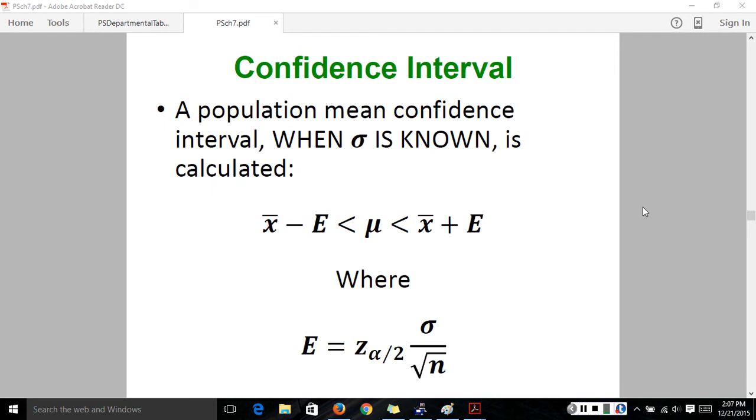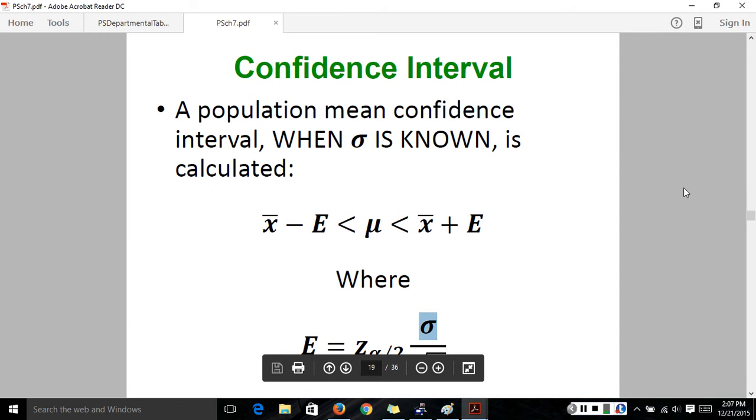The formula for margin of error, capital E, is Z sub alpha over 2, that's the critical value for the confidence level, times sigma, that's the population standard deviation, divided by the square root of n, which is the sample size. So we are strictly talking about scenarios in which we know the population standard deviation. That's why sigma is in the formula. If we don't know sigma, then we'll have to do something different, and we'll talk about that a little later on.